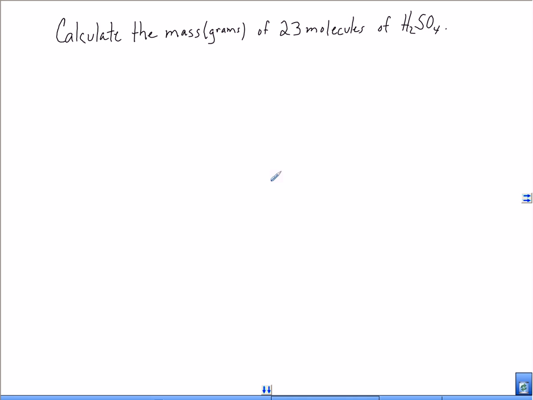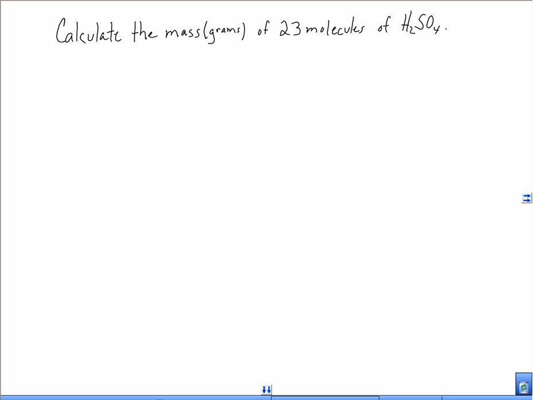So what we're going to do with this problem, it says calculate the mass in grams of 23 molecules of H2SO4, sulfuric acid. Now, the first thing that you want to get an idea of is, what am I going to need? Am I going to need Avogadro's number in this problem? Am I going to need molar mass in this problem?